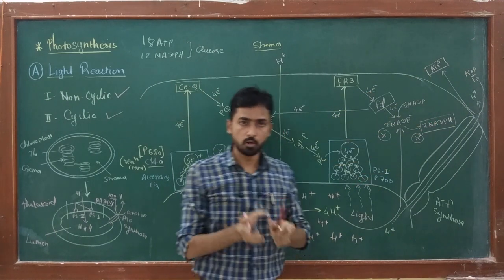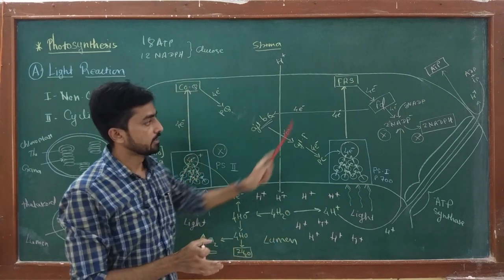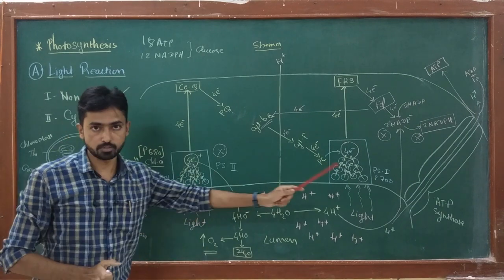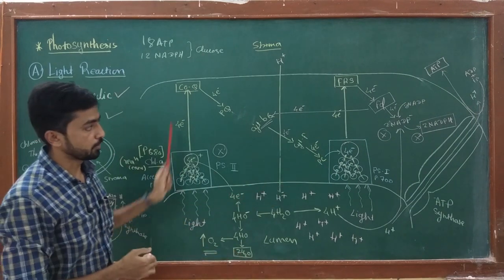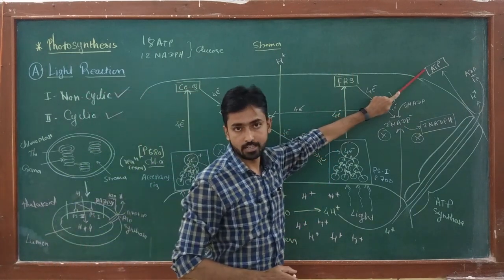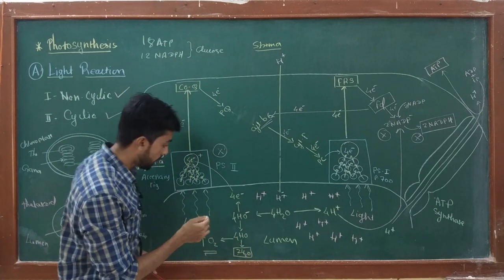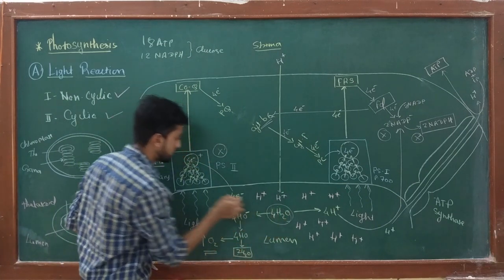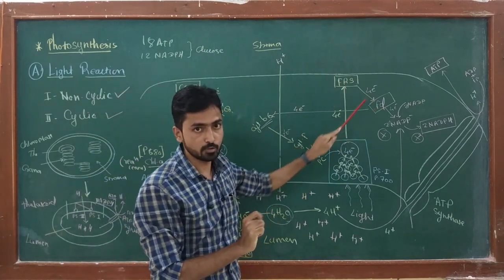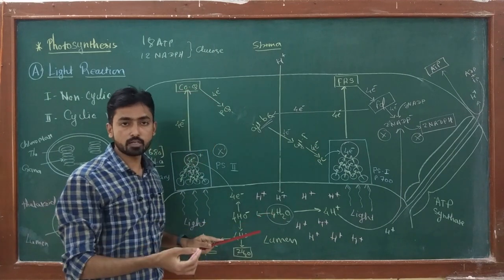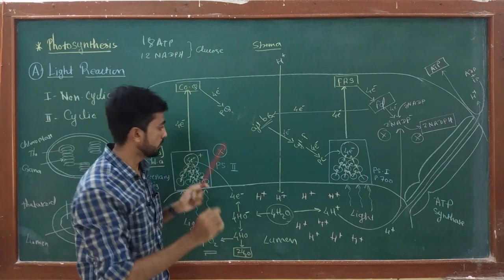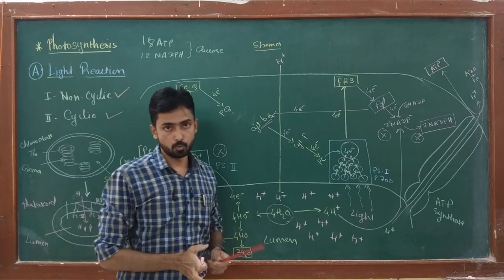There are various differences which you can notice between non-cyclic and cyclic flow. Cyclic flow only involves photosystem 1, while non-cyclic has both photosystem 2 and photosystem 1. Non-cyclic produces both NADPH and ATP, while cyclic produces only ATP. Non-cyclic photophosphorylation requires water as the electron donor, while cyclic photophosphorylation recycles the electrons, so it does not require water or any other component as an electron donor. These are some basic differences between non-cyclic and cyclic photophosphorylation.